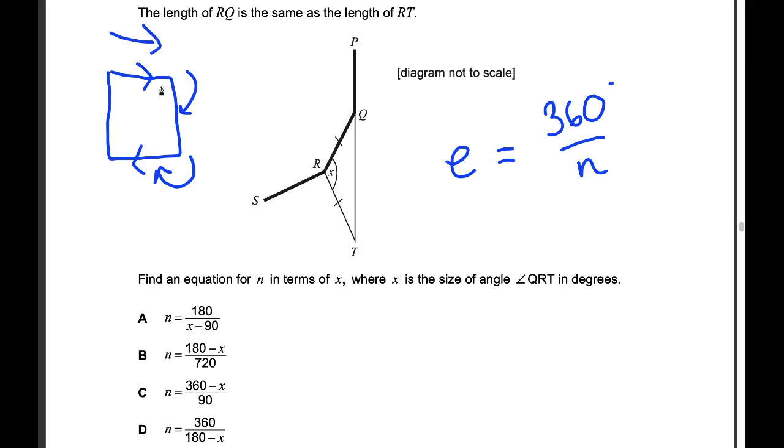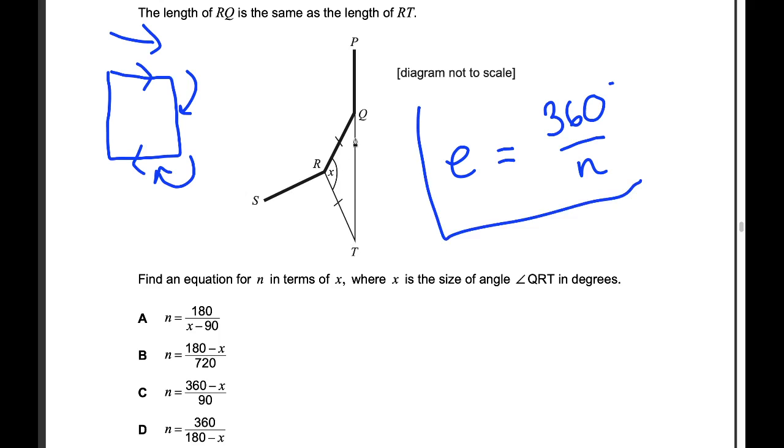So you're always going to have a number of turns that's equal to your number of sides, and you're always going to end up pointing in the same direction. So you're always going to turn through 360 degrees, and you're going to do it in n smaller turns. So that's why this exterior angle formula always works.